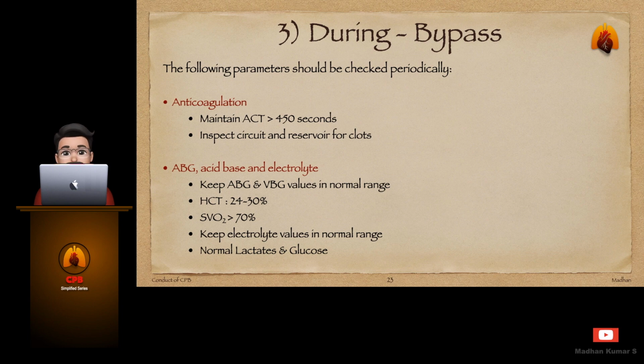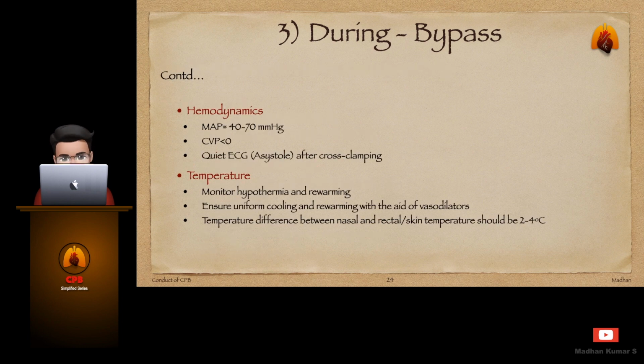Keep your SvO2 greater than 70%. Keep your electrolyte values, lactates and glucose in normal range. Make sure your mean arterial pressure is in the range of 40 to 70 mmHg as per the patient's requirement. Make sure your CVP is always less than 0. If not, check your venous drainage.